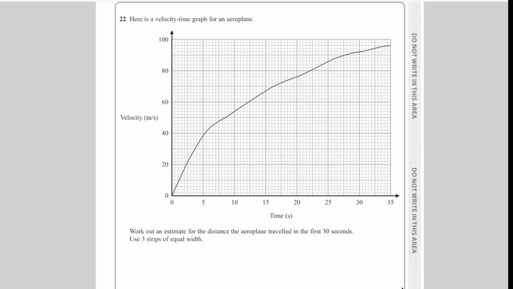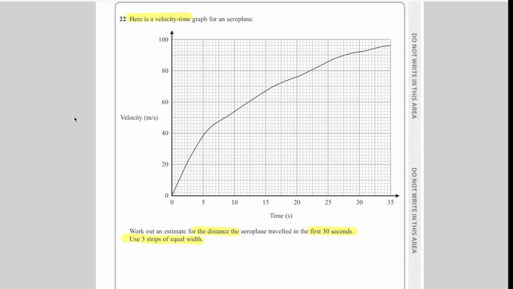Question 22. Here is a velocity time graph for an aeroplane. Work out an estimate for the distance the aeroplane traveled in the first 30 seconds. Use 3 strips of equal width. So we need to use 3 strips of equal width. How do we do this question? This is a velocity time graph.